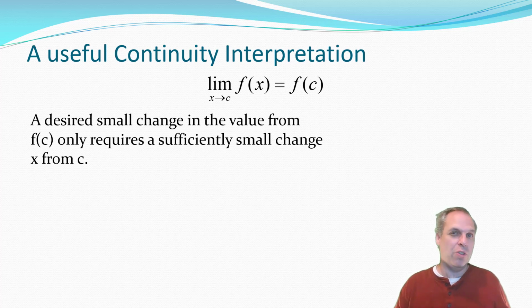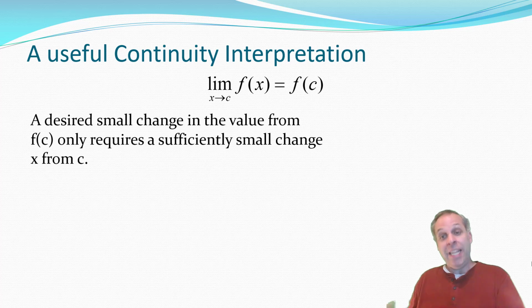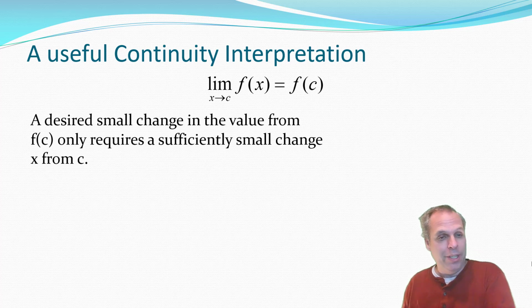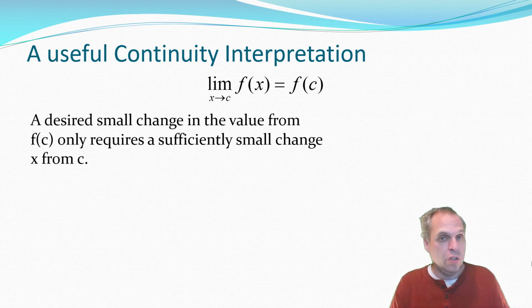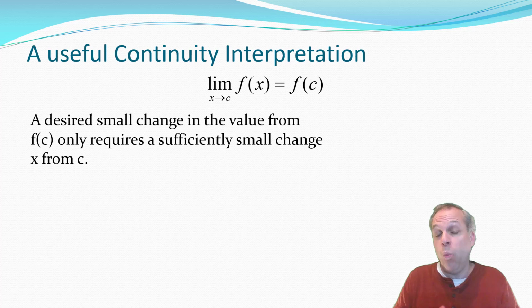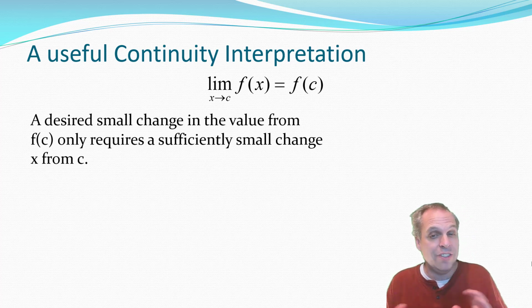Another way to think about it, just using hand waving or putting things in layman terms, if you say the limit of the function as x approaches c is f of c, that means that f is continuous at c. Well, limits say that you can control the output by restricting the input. But you know what the limit is, and it happens to be the function value. So putting those things together, it says that if you have a desired small change in the output away from the function value of f of c, then there is a way to get a sufficiently small change in x from c to do it.